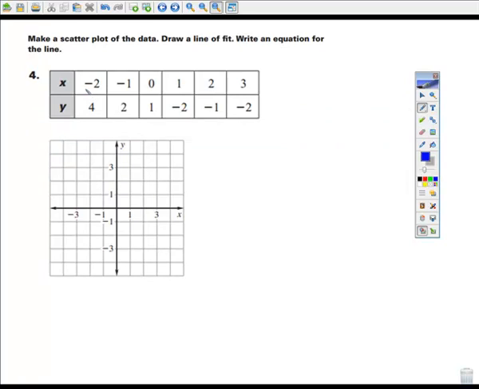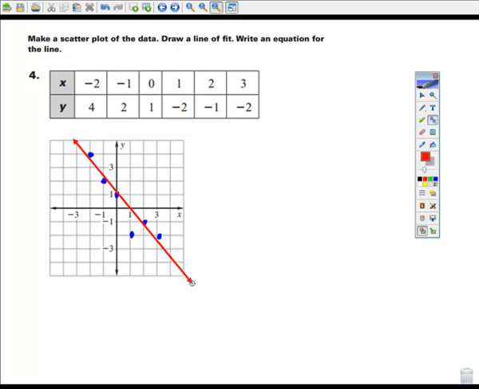So I have the data points (-2, 4), (-1, 2), (0, 1), (1, -2), (2, -1), and (3, -2). And this does look like it has a negative correlation. So as the x's are increasing, the y's are decreasing. And it looks pretty linear. So if I draw this line right here, let's see.